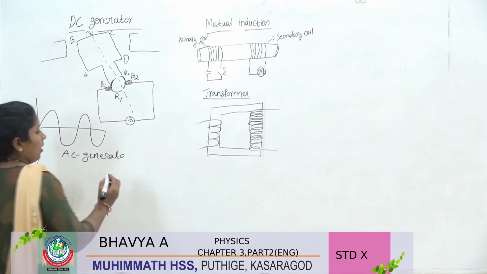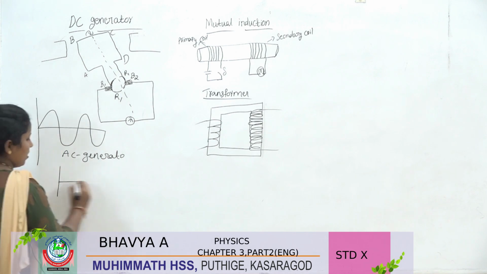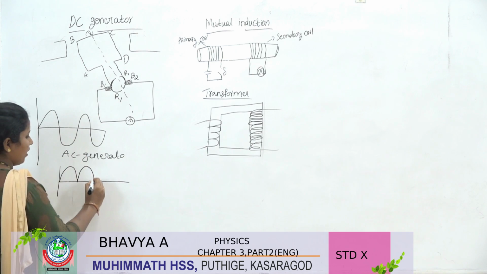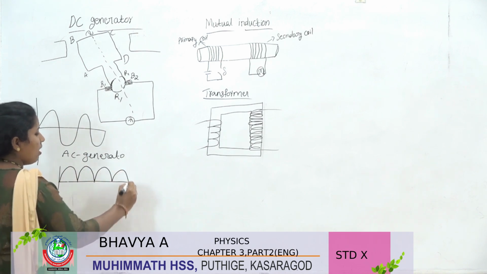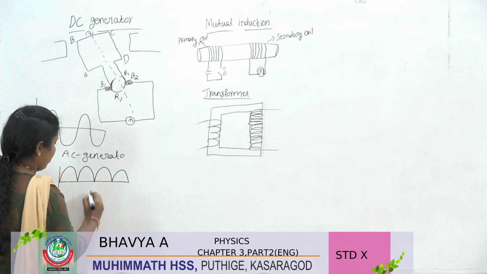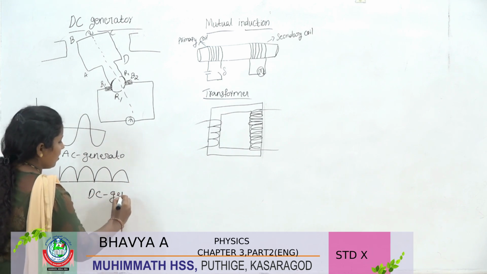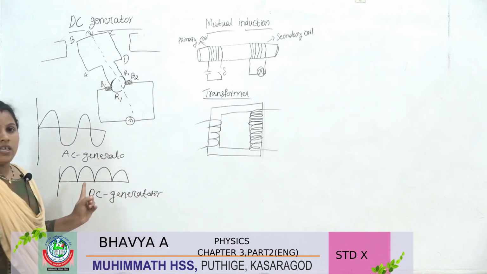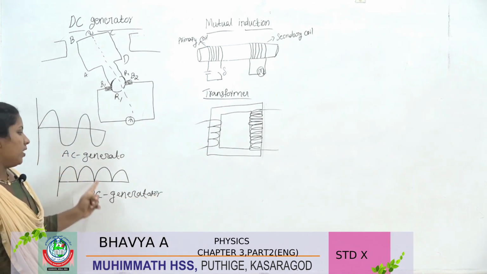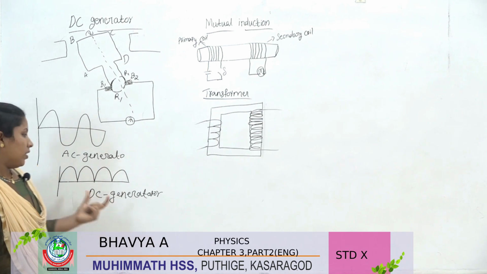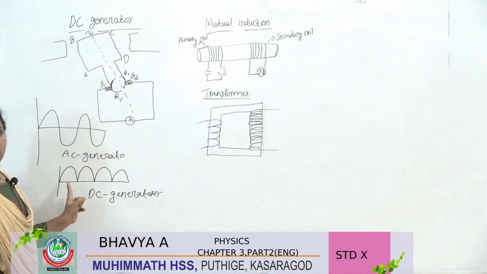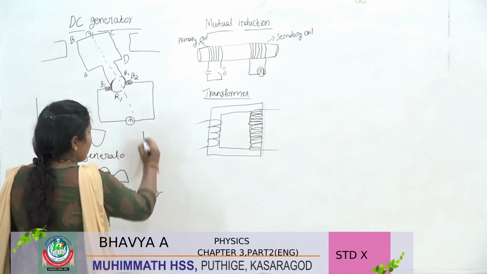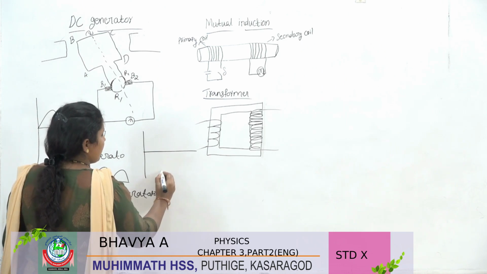Then the DC generator graph. In the DC generator graph, the EMF varies, increasing and decreasing, but it is only in one direction. This represents a DC generator graph. See here the EMF increases and decreases. The direction of current is only one direction. Next, this graph represents the DC battery.